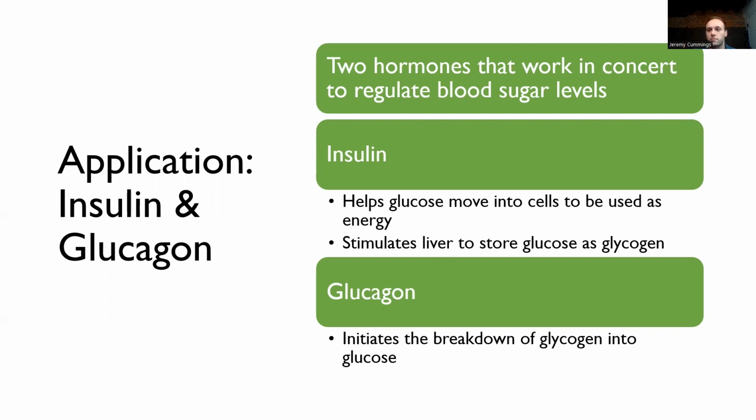So then glucagon really does the opposite of insulin. It initiates the breakdown of glycogen into glucose. So when the patient's blood sugar levels are low, your body will stimulate this breakdown of glycogen into glucose by releasing glucagon via the pancreas, via the endocrine system.